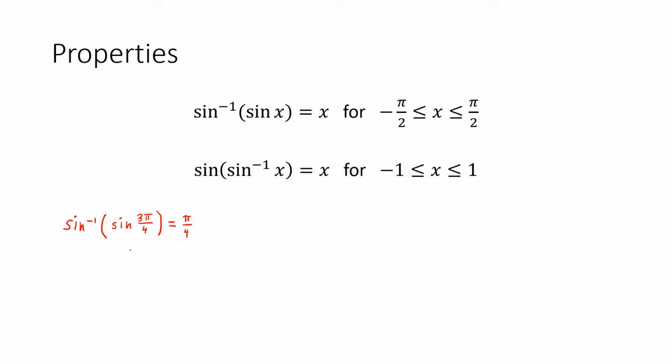One way I can think of it is I know that sine of 3 pi over 4 is equal to radical 2 over 2. And so sine inverse of radical 2 over 2 must be an angle in quadrant 1. So that's how I get pi over 4.